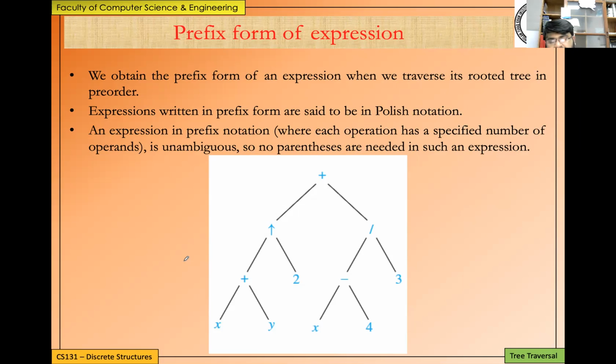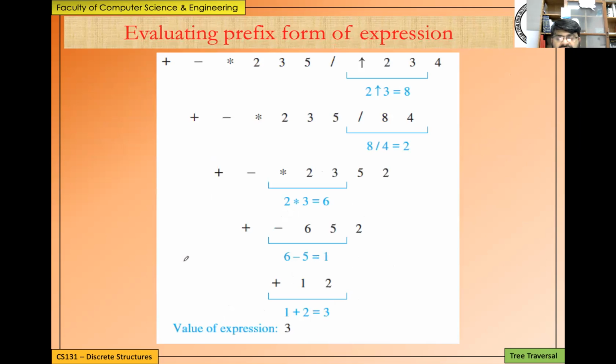And again, you can practice it here. So evaluate the prefix form of this expression. Let's suppose that we have an expression in prefix form and we want to evaluate it. The idea here is simple. We start with this one. 2 raised to power 3 is 8. Then we divide 8 by 4, which is 2. Then for 2 and 3, we need to multiply them. So that's the next portion. 2 into 3 is 6. Then 6 minus 5 is the next step, and 6 minus 5 is 1. So 1 plus 2 is going to give you 3. The value of this expression is going to be 3.